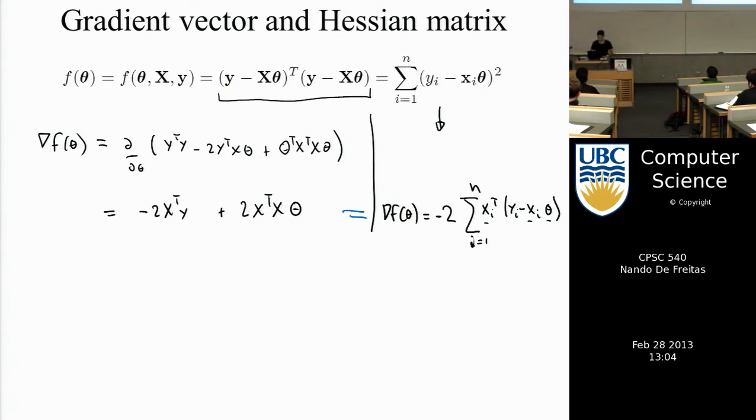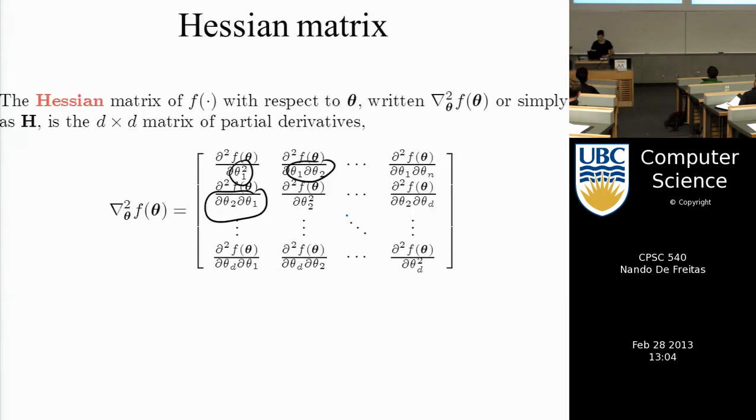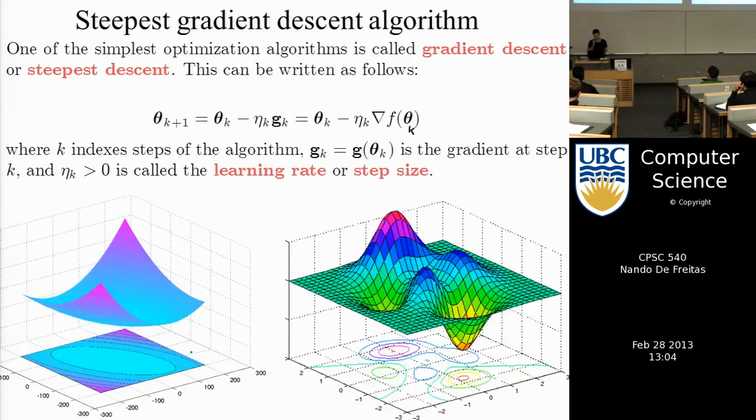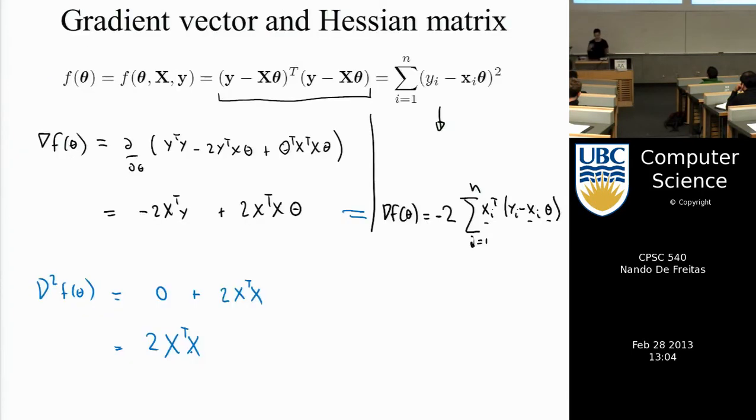If you want the Hessian, and let's see, what did I use for the Hessian? As the gradient symbol squared. If you want the Hessian of f of theta, then that's the derivative with respect to theta of the gradient. And so you get zero, and then you get plus 2 x transpose x. So in other words, 2 x transpose x. That's the Hessian. Okay. So that's essentially the example of what the gradient and the Hessian are in this case.